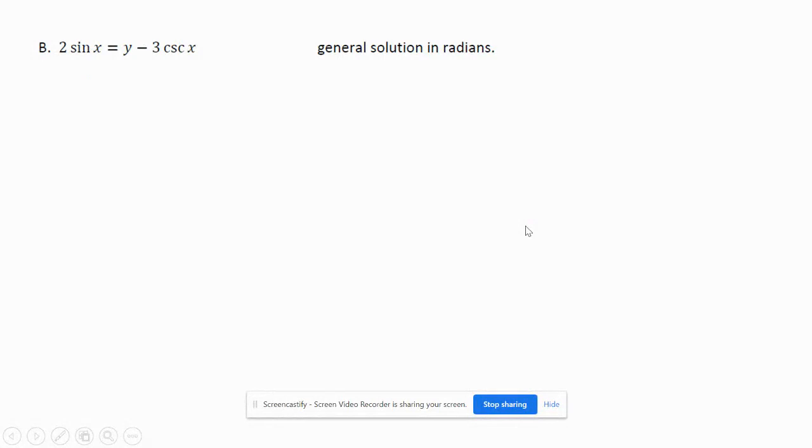Okay. Guys, there's a typo here. This should not be a y, this should be a 1. So please make that edit. And for this one over here, it's asking us to give a general solution in radians. So what we have to do for this question is recognize that cosecant x is 1 over sine x. So we're making this substitution here, which gives us 2 sine x equals 1 minus 3 over sine x.